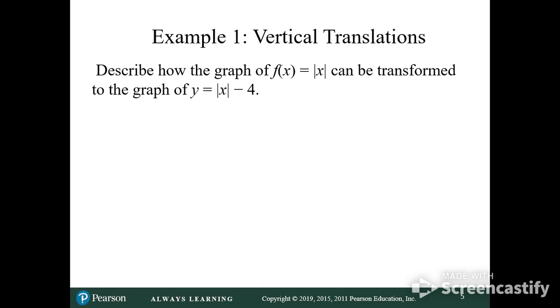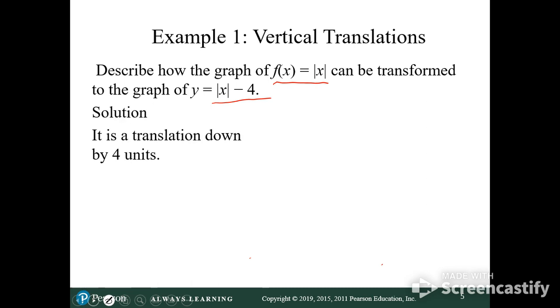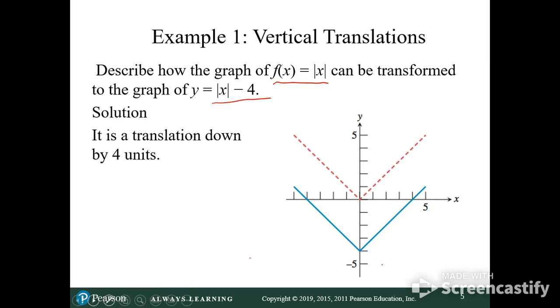So if you see, this is the original graph, and this is a slide. What does the original graph look like, Andrew Comas? It's a V because it's an absolute value. So if you see a minus 4 outside the absolute values, what happens to it, Parker? Everything goes down 4. So it goes from the red graph down to the blue graph.